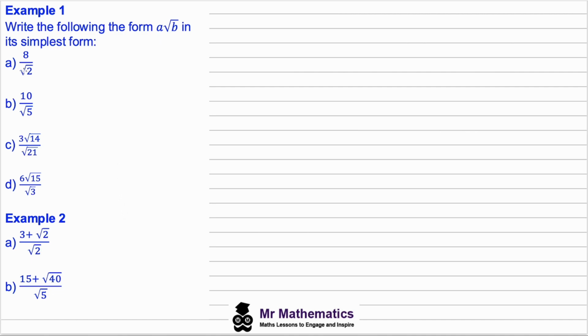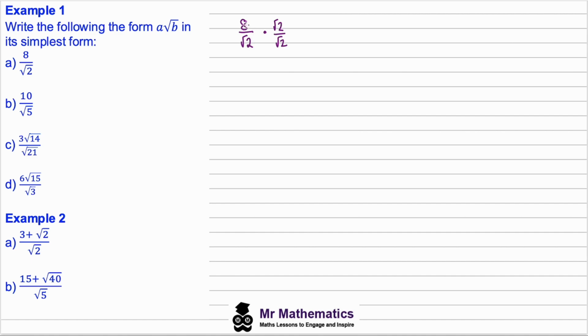So if we begin with question A, we've got 8 over root 2. As it stands, this denominator is currently irrational because root 2 is a surd. And when we rationalize the denominator, we need to cancel out this square root. So the way we do this is we multiply the numerator and denominator by root 2, because by doing this, we're in effect multiplying it by 1. So we don't change its value.